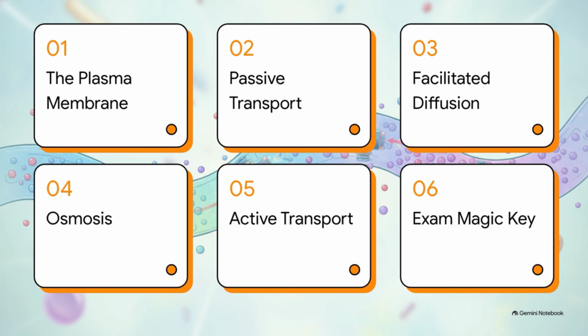Okay, here's our game plan for today. First, we'll hit the plasma membrane border, then cruise down passive transport, meet our protein helpers in facilitated diffusion, flow right into osmosis, hike up the active transport highway, and wrap it all up with the exam magic key.